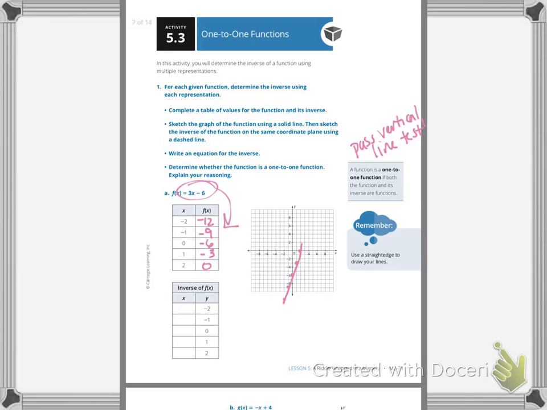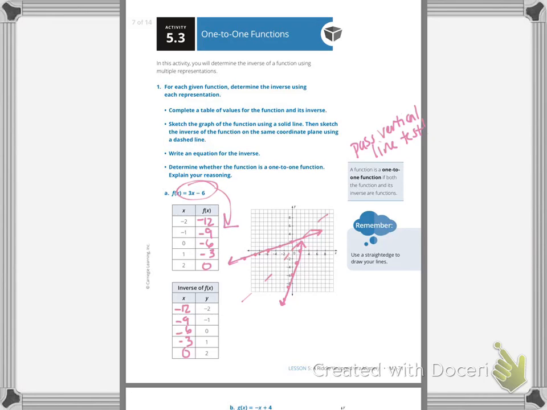So this is my line right now. Okay, I could keep it going if I wanted to. The inverse, we flip it, so now I've got negative 12, negative 9, negative 6, negative 3, and 0. So now I go left 12, down 2, which will be somewhere here. Left 9, down 1. Left 6, 0. Left 3, 1. And then 0, 2. Okay, so you can see that they would mirror each other across that.